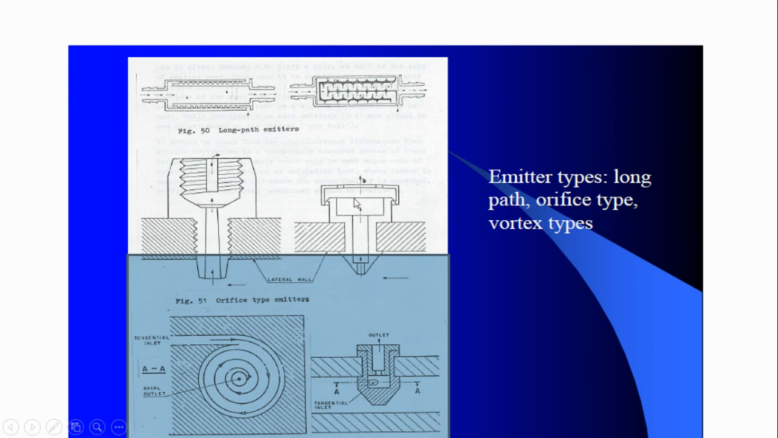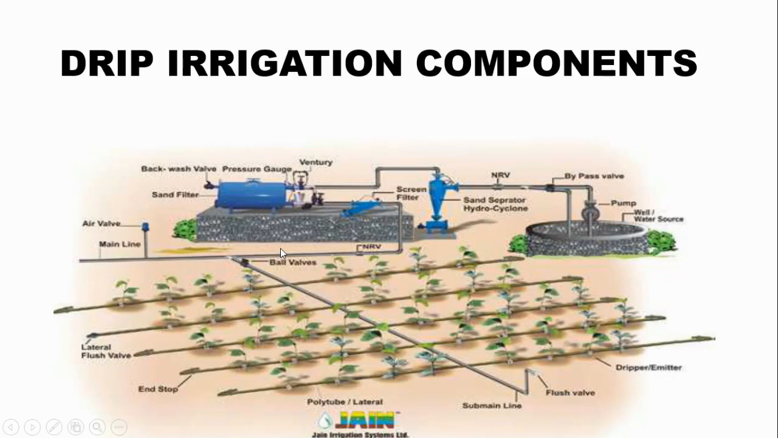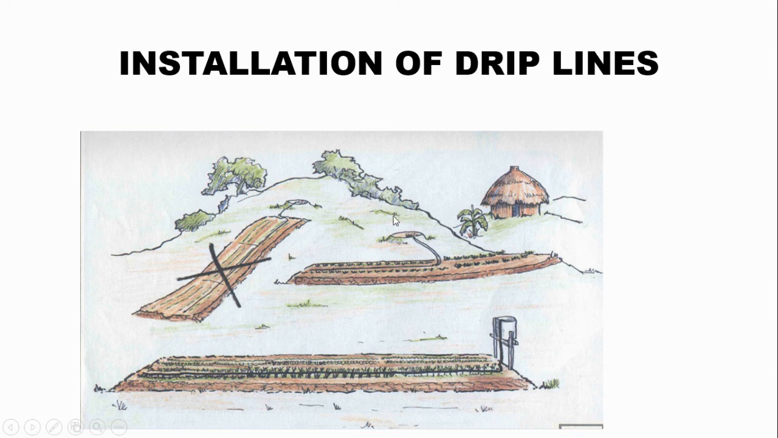As you can see, we have the different components that I had already mentioned. So there is the part that we call the emitter, which is a very vital part of drip irrigation. This is where the water drops to the crop to supplement the crop water requirement. There are different types, like the one displayed here, the long path emitter, and we also have the orifice type emitter, which is shown here. A good emitter has to give a low but uniform constant discharge, and it also has to be sensitive.